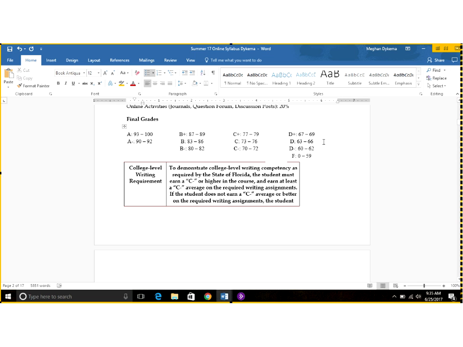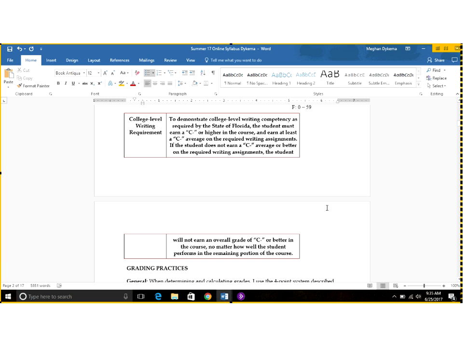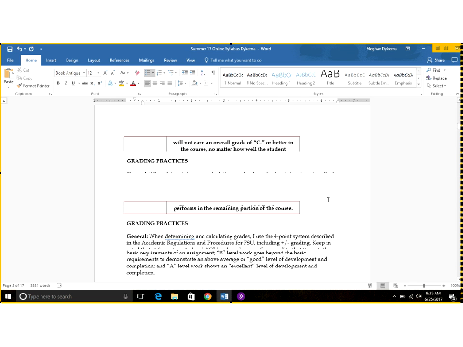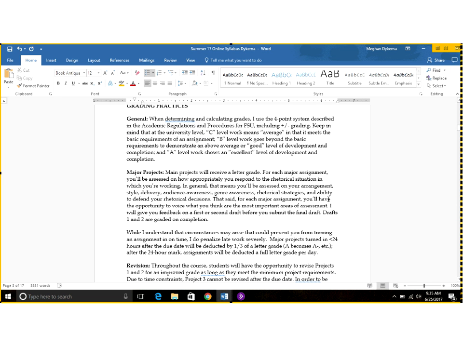This is standard FSU grading here. No surprises in terms of how your grade will shake out. Keep in mind the college level writing requirement. You must earn at least a C- or higher in this course and on the required writing assignments in order to pass the course and not have to take it again. My grading practices are listed here in fairly concrete detail. I do use the 4-point grading system, including plus-minus grading.